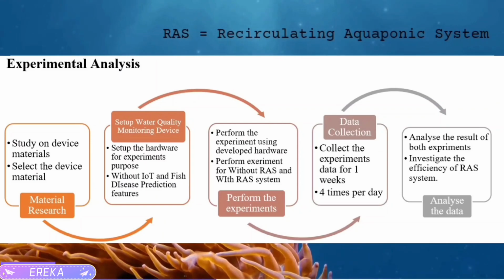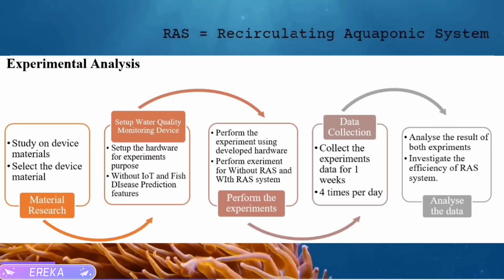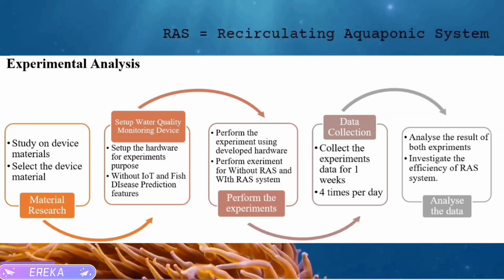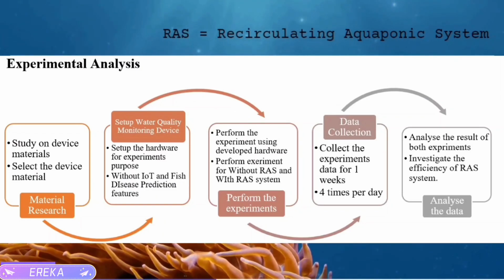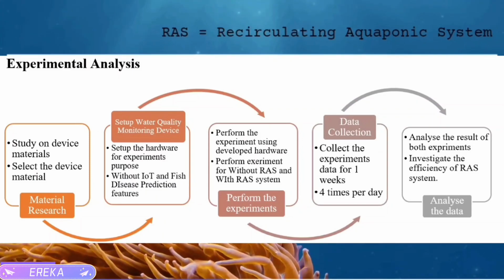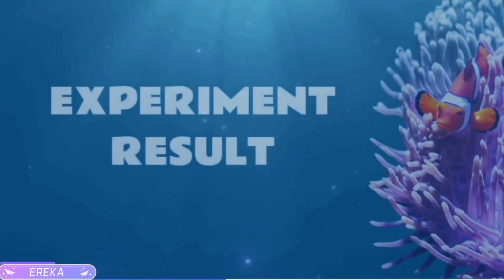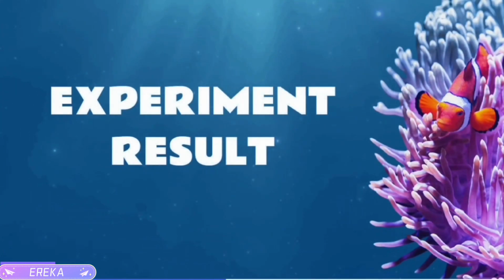The experiment will run for two sets. One is without the RAS system, and the other one is with the RAS system. Four times daily sensor readings were collected over one week for each experiment. Let's analyze both experiment results.